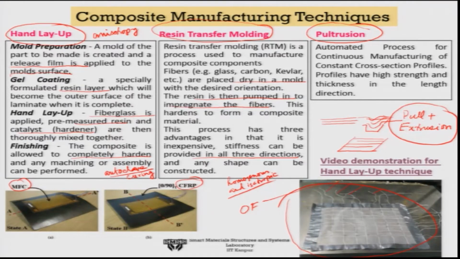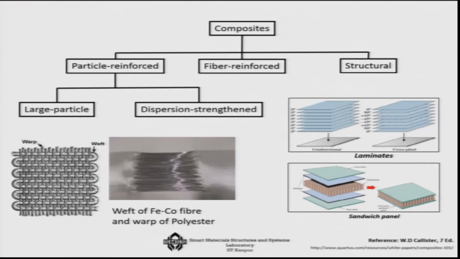Now, if we proceed further, let us talk about the different types of composites that you can produce through these ways. In terms of architecture, you can have reinforcements as particle reinforcements, which can be used in resin transfer molding or such processes. You can have fiber reinforced, and that I have shown you just now. You can have structural composites.